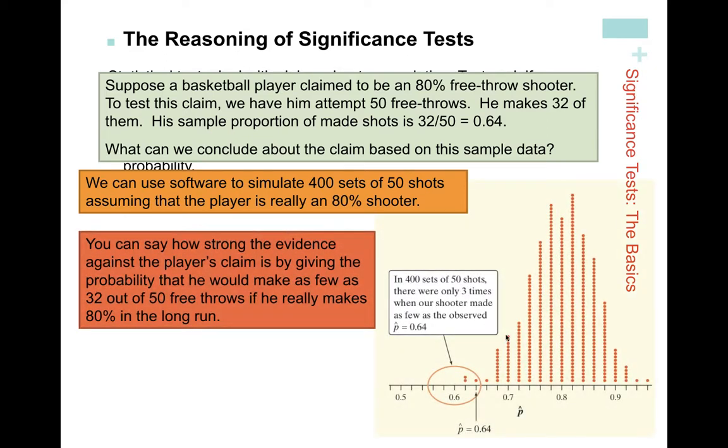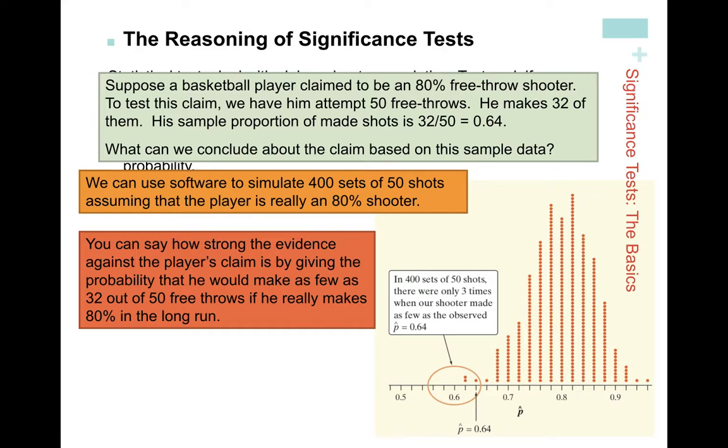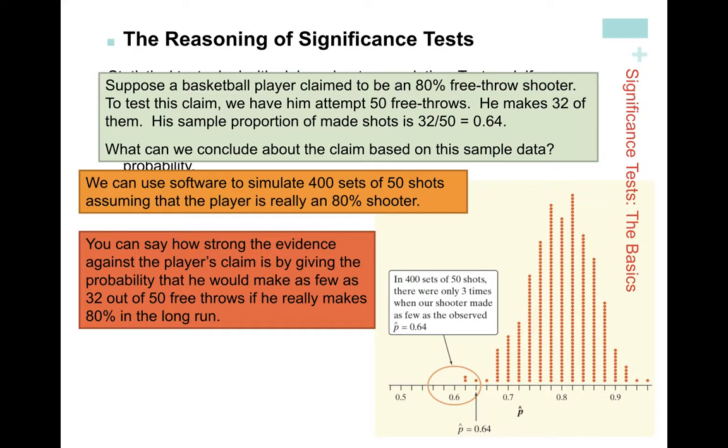And now each one of these dots, there's 400 red dots. Each one of these red dots is a different p hat. It's a different sample result of someone who is an 80% free throw shooter. Okay. And what is their sample result for n equals 50, right? What is their p hat for n equals 50? So most of the time, this person is shooting right around 80%. Okay, well, where is a p hat of 0.64? Well, out of 400 red dots, there's only 3 red dots out of 400 that are at 0.64 or worse.